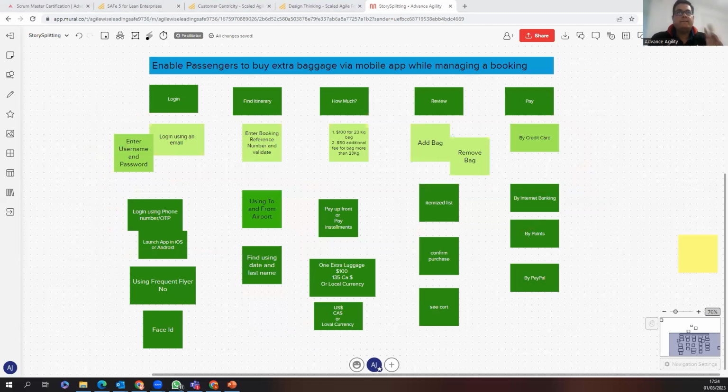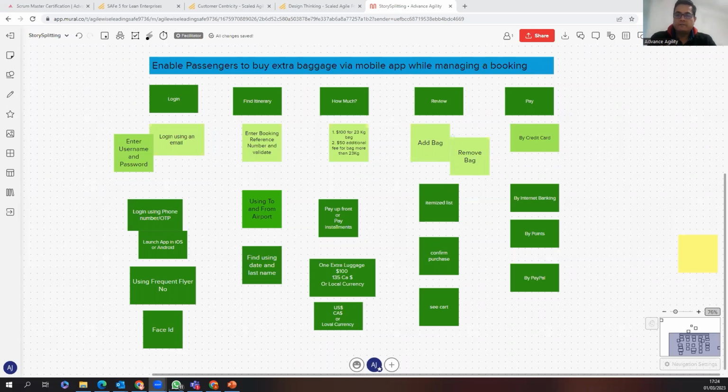So here we have discussed a couple of design thinking techniques, and mostly we cover them in our SAFe product owner and product management trainings, and agile product management trainings as well.